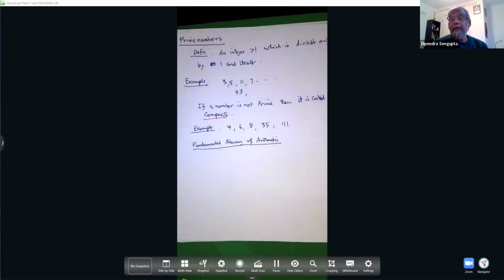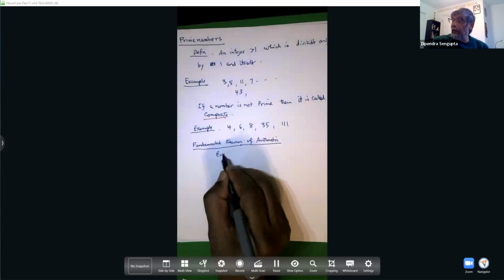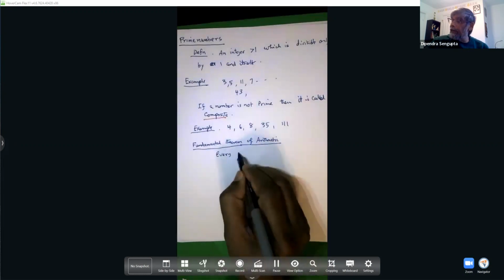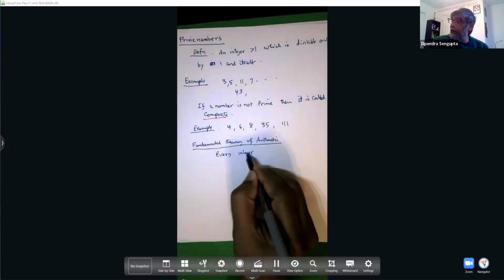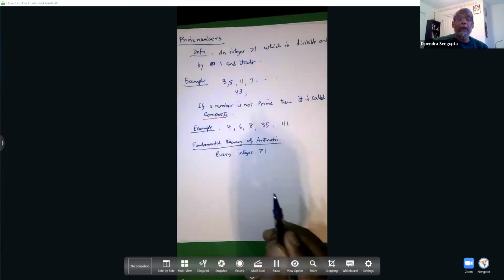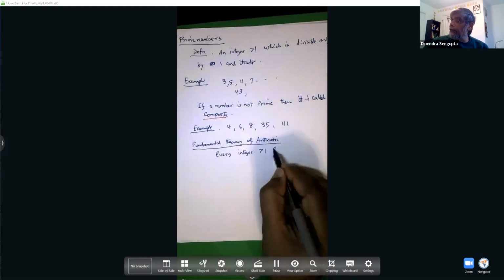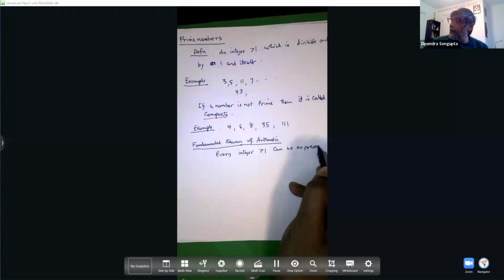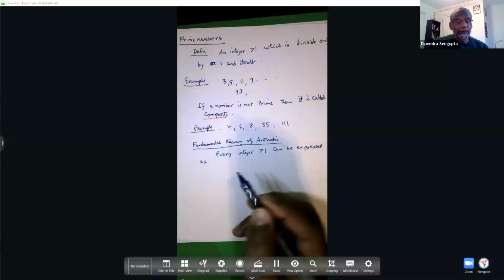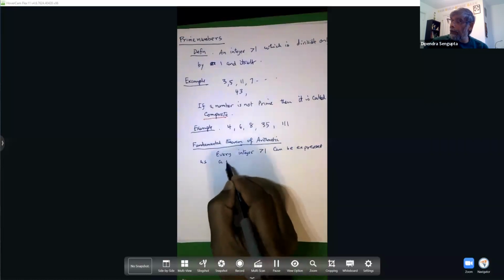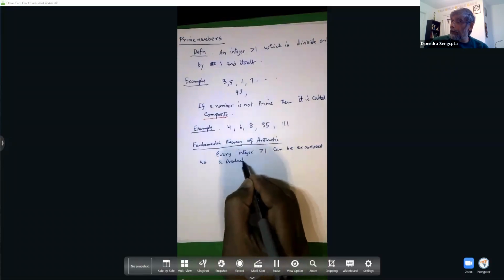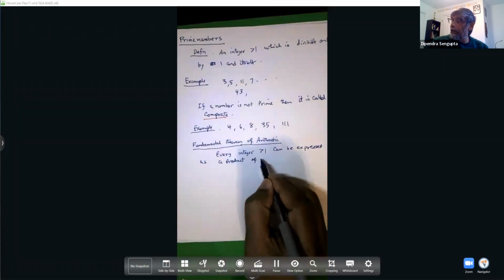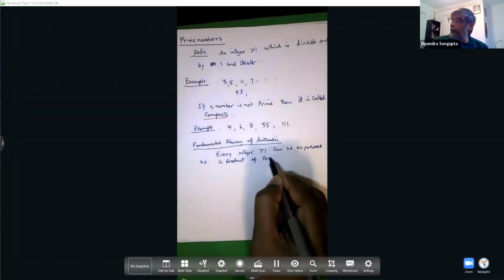This is the fundamental theorem of arithmetic, and you know the theorem from way back. What it says is every integer bigger than 1 can be expressed as a product of powers of primes.